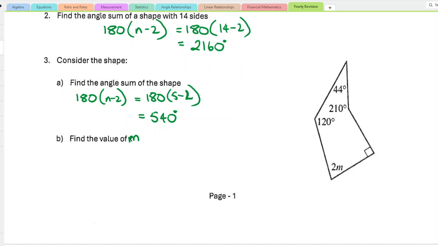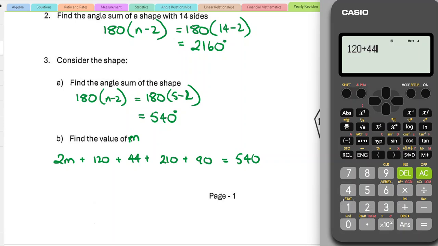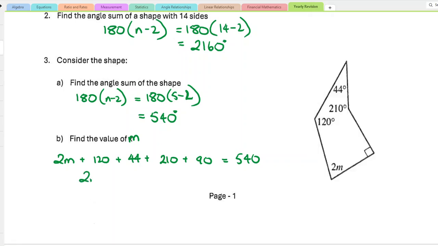Now I use that to do part B. All of the angles inside that shape equal 540. So starting with the 2m plus 120 plus 44 plus 210 plus 90 is going to be equal to 540 degrees. Add together the 4 angles in there. 120 plus 44 plus 210 plus 90, and that's equal to 464. 2m plus 464 is equal to 540 degrees.